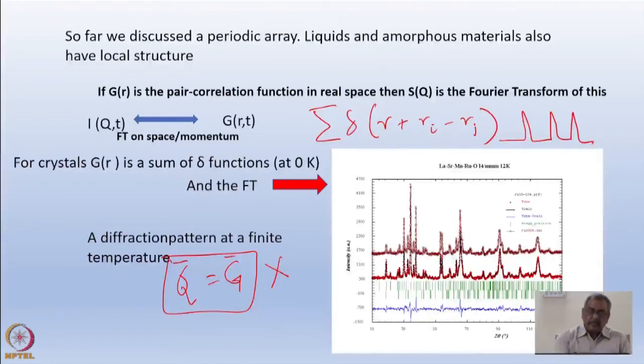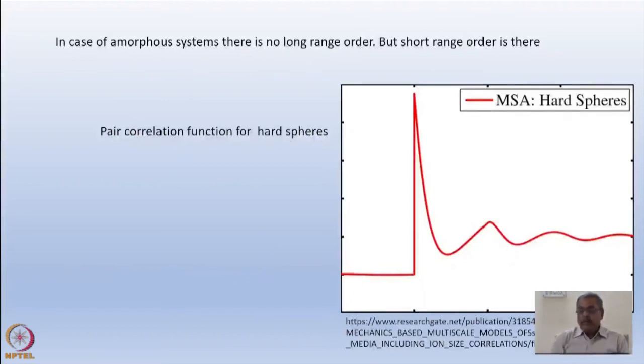And because of this Q equal to G, I discussed with you before I went to diffraction problems, that there is something called Ewald construction, where the scattering vector hits the Ewald sphere every time there is a reciprocal lattice point. If there is a reciprocal lattice point cutting the Ewald sphere, you will have a diffracted beam in that direction. We don't have this kind of peak in the case of liquid and amorphous systems, but what we have is something like this.